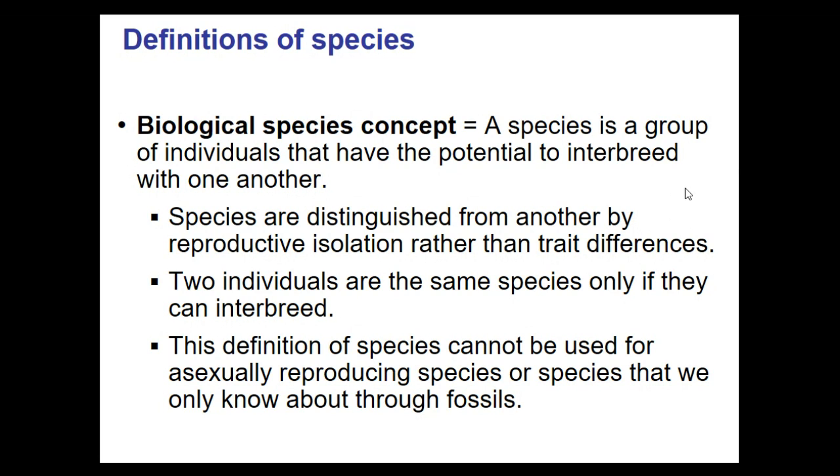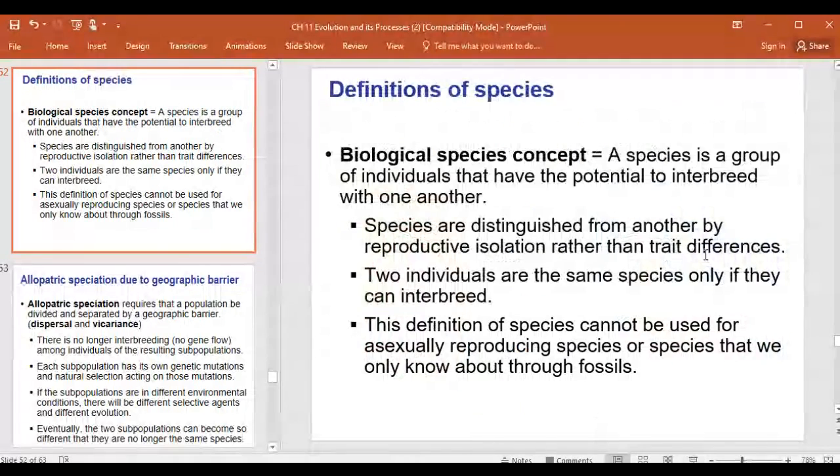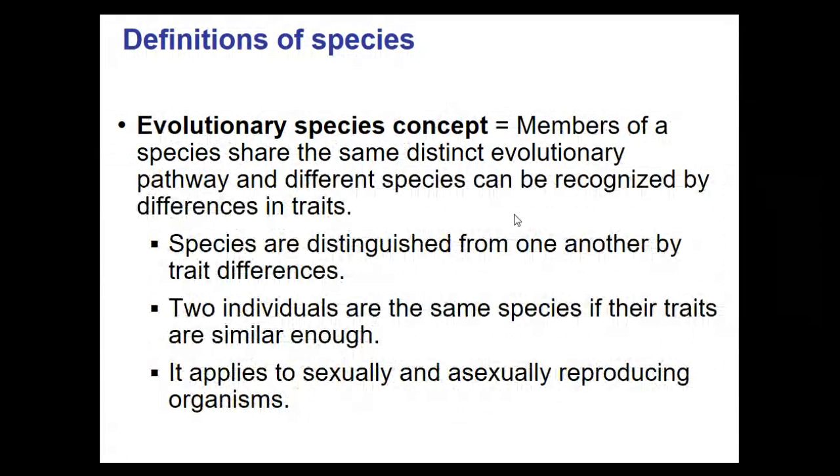So there's this other species concept. There's two others that are described here. This is the evolutionary species concept: members of a species share the same distinct evolutionary pathway, and different species can be recognized by differences in traits.